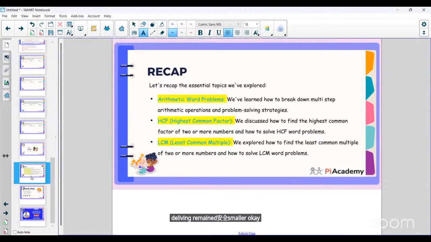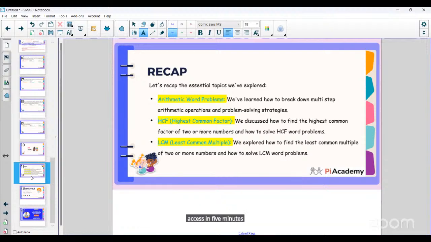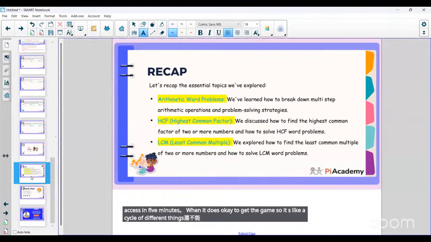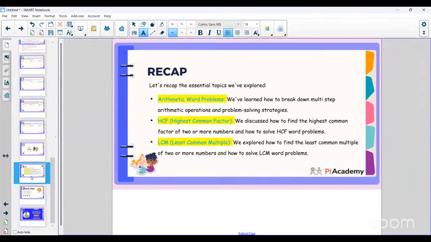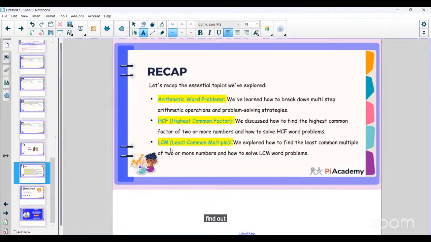Okay. So suppose you are given one thing occurs in 2 minutes, another thing occurs in 3 minutes, the next thing occurs in 5 minutes, when will they occur together again? So it's like this cycle of different things happening in some time interval. In such cases, you find out the lowest common multiple of those times to get your answer. So that is how the problems on lowest common multiples are.